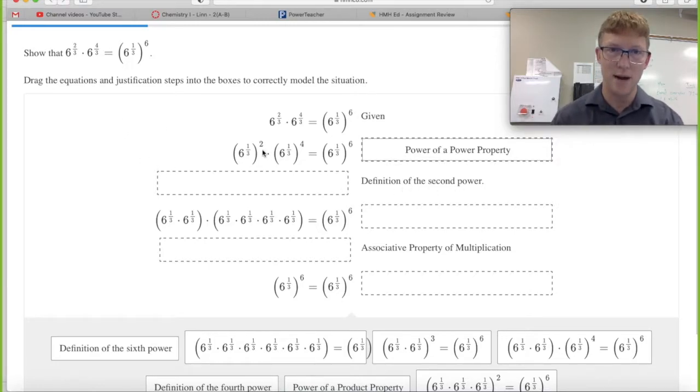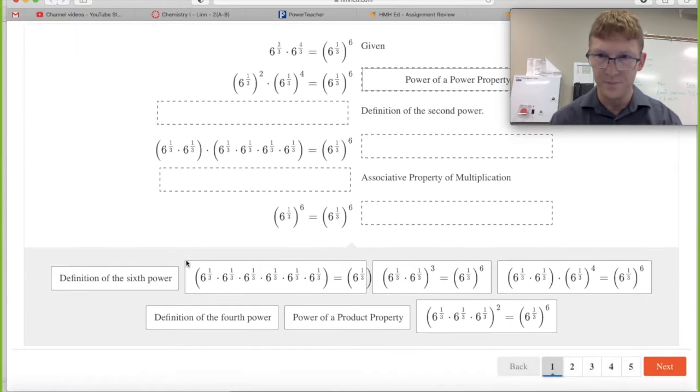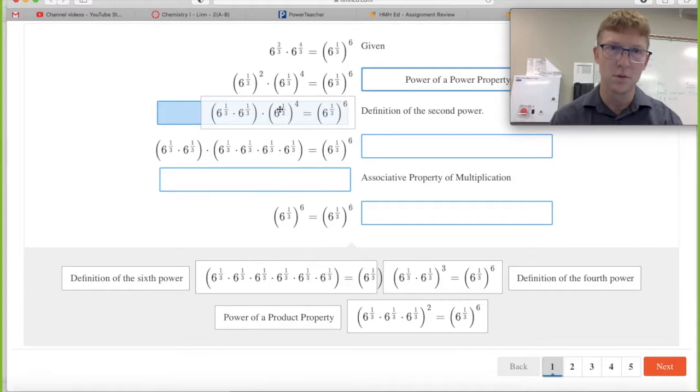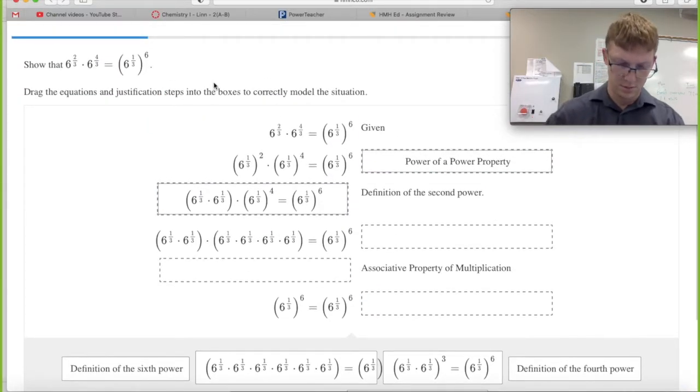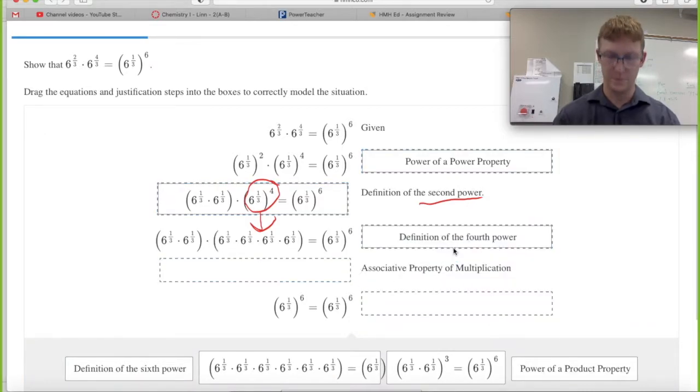Definition of the second power. So we've got a second power here, which would be defined as this number times that number again. So we expanded this. Then we need to expand this guy. If this was the definition of a second power, oh look, definition of a fourth power.